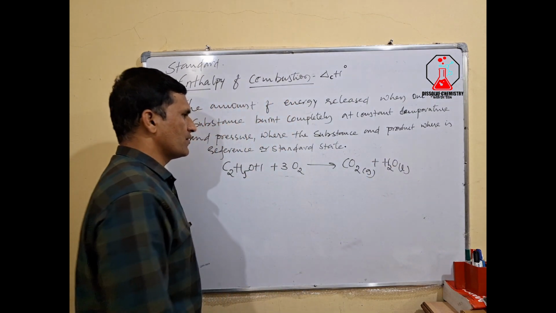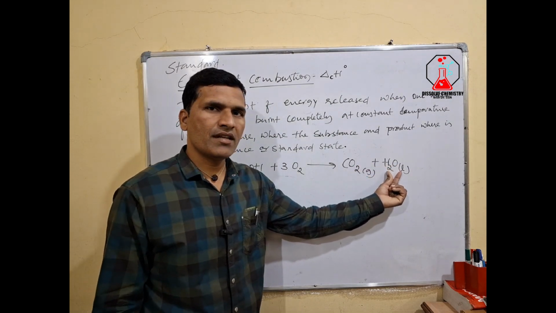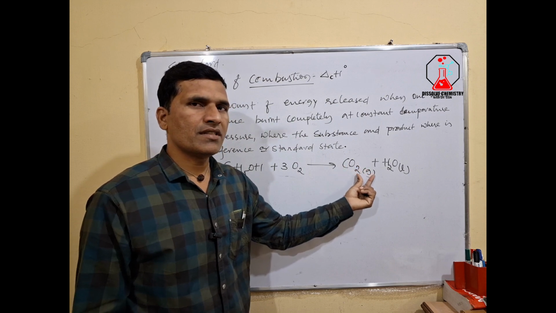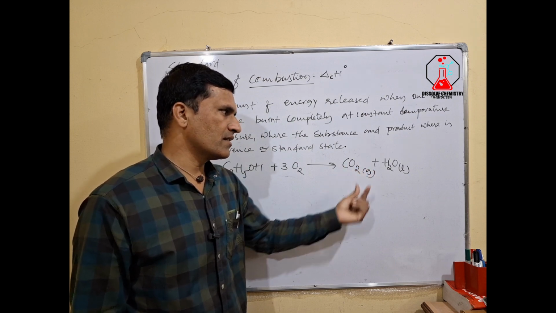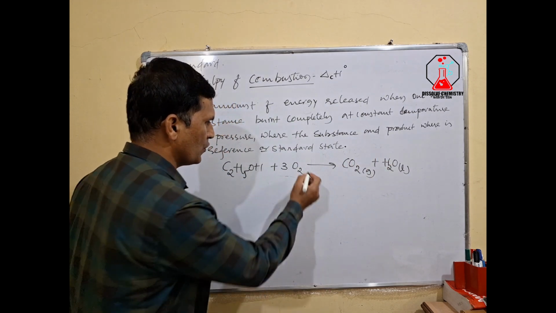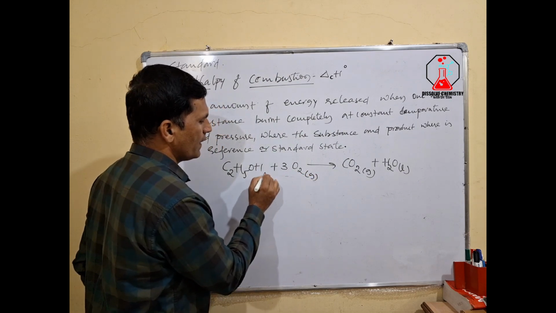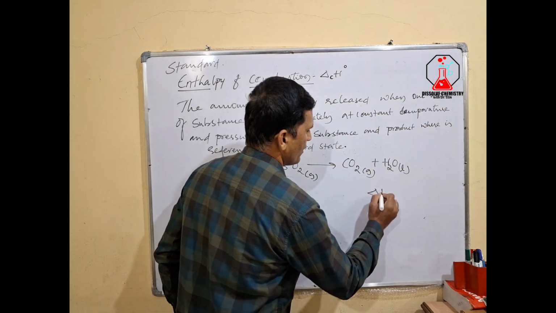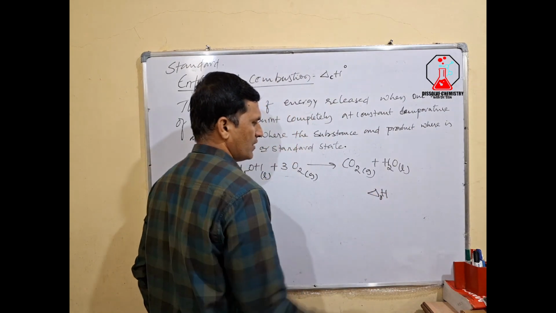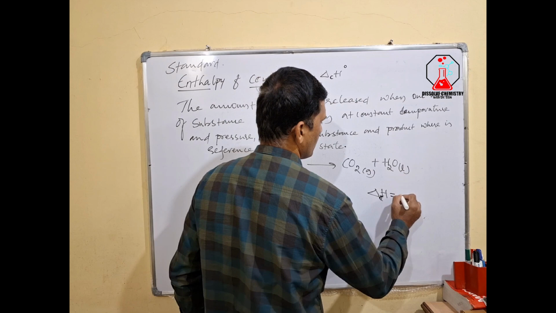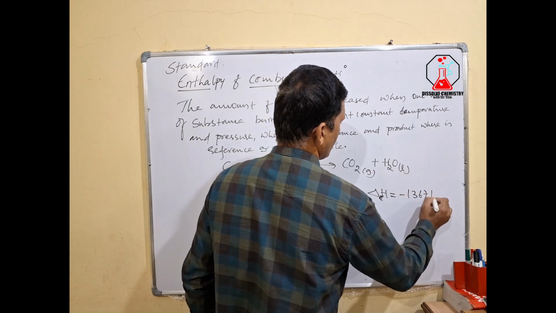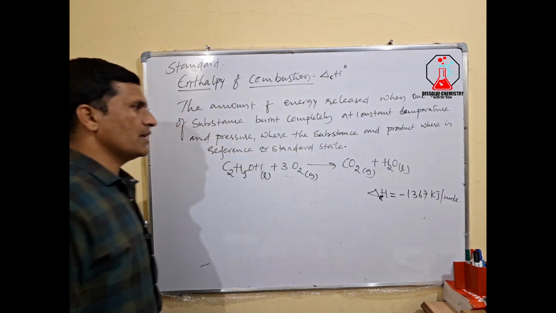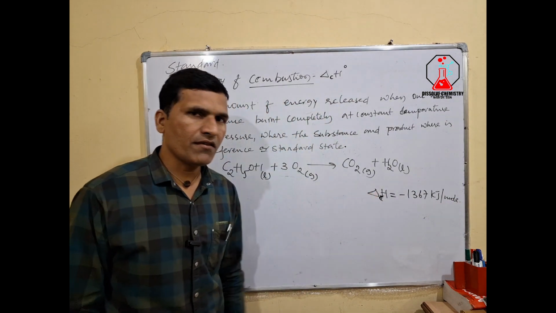You should remember that H2O liquid is in the reference state. Liquid means reference state. CO2, of course, has a standard state that is gaseous, so we have mentioned it like that. Here we take gas and this is liquid. Then our enthalpy of combustion will be ΔcH equal to minus 1367 kilojoules per mole. So this is what the enthalpy of combustion is.